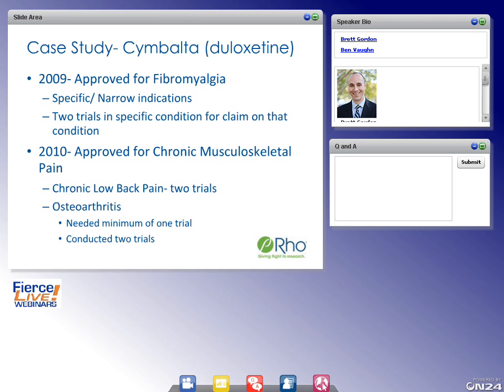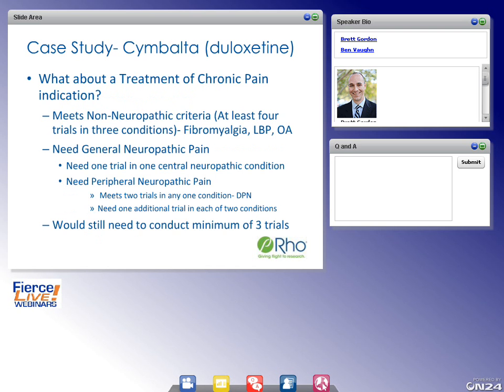So if you look back to the requirements for a label of treatment of chronic pain, you would have to meet first the non-neuropathic criteria, which would be at least 4 trials in 3 conditions. In this case, Cymbalta would actually meet this because they've got indications for fibromyalgia and have also done the trials in low back pain and osteoarthritis.